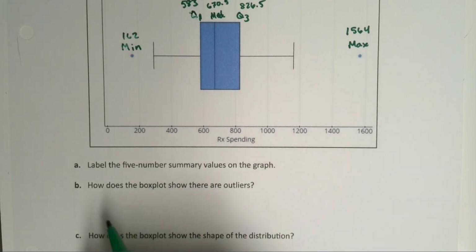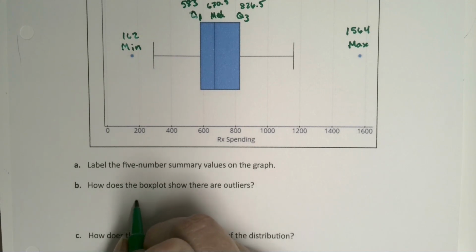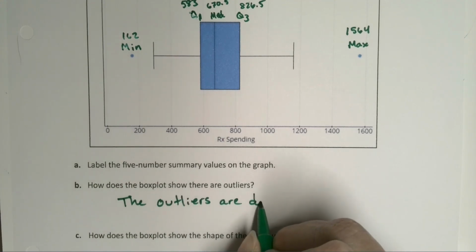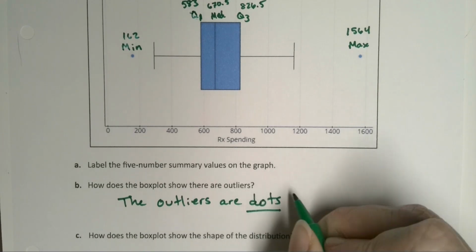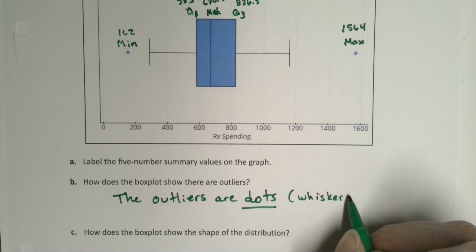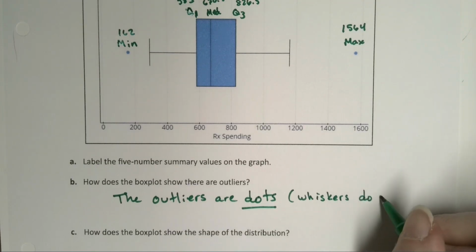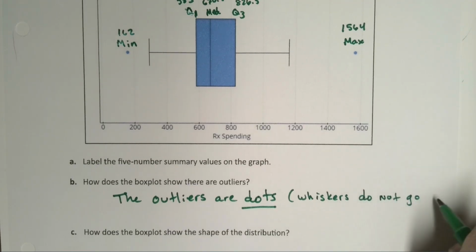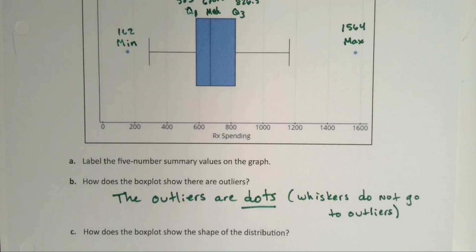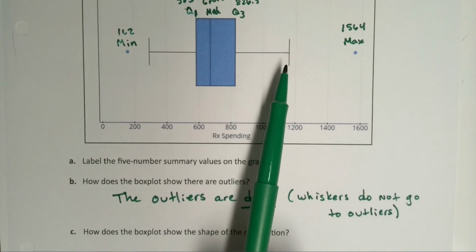The box plot shows the outliers by putting dots for them. The whiskers do not extend to outliers. Now, you might think the whiskers go to the fences, but that's not actually true. Where the whiskers go to is the values that are inside the fences.